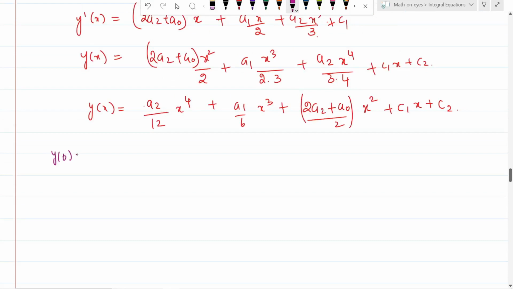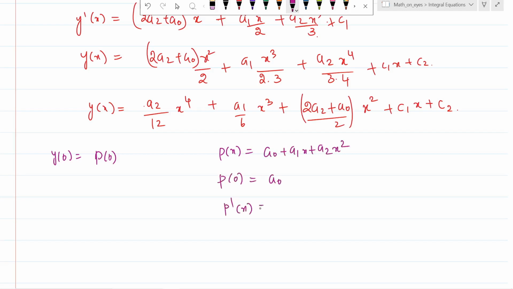Y of 0, we got it as p of 0. As we know, p of x is equal to a naught plus a1x plus a2x squared. We have p of 0 is equal to a naught. And then p dash of x is equal to a1 plus 2a2x, so p dash of 0 is equal to a1 here. Now y of 0 is equal to p of 0, and y dash of 0 is equal to p dash of 0.